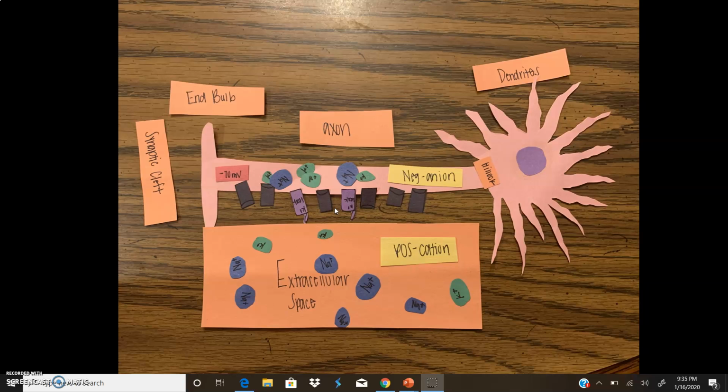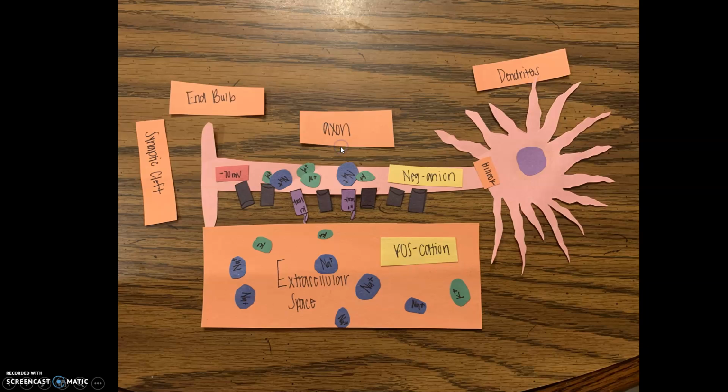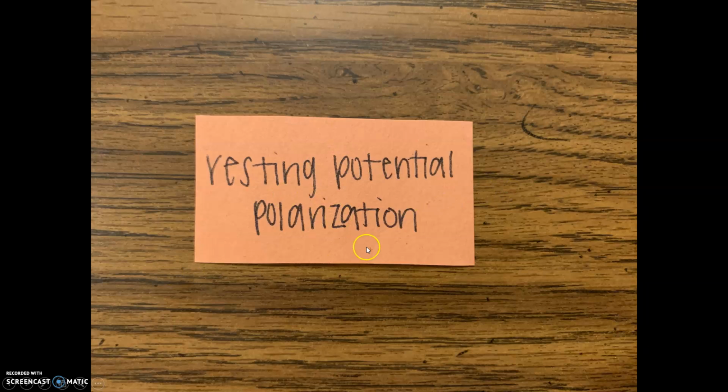While the neuron is at rest, the inside of the cell and the outside of the cell are oppositely charged. As you can tell, the inside is more negative, the outside is more positive. The negativity of the inside of the cell is due to the negatively charged proteins inside of the cell. The inside of the cell is typically around negative 70 millivolts. This is technically what we call polarization and resting potential.